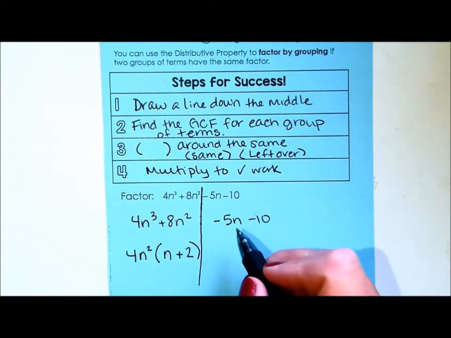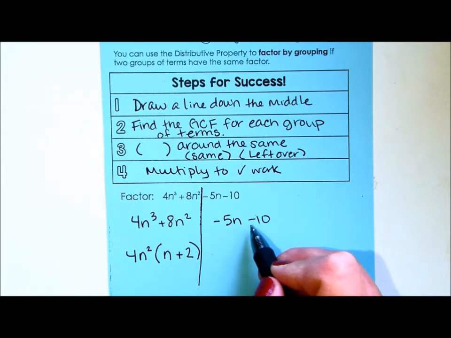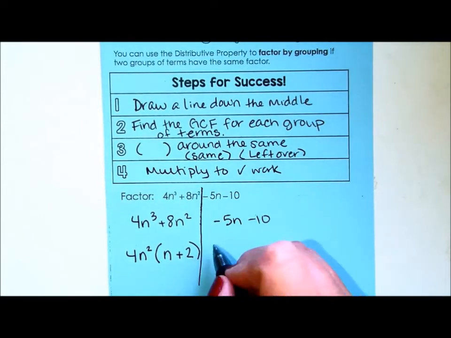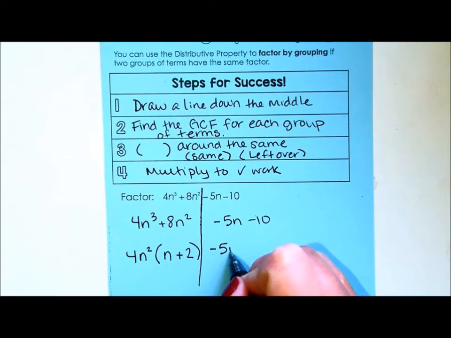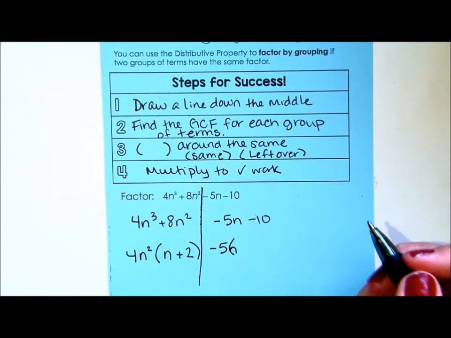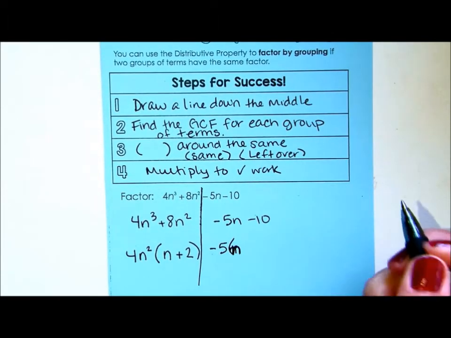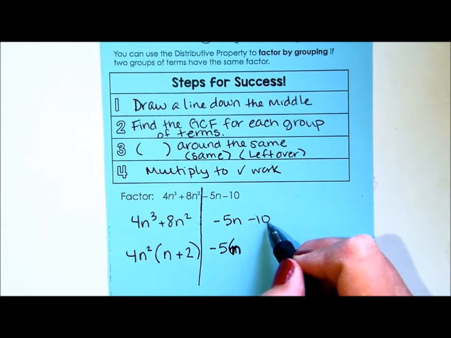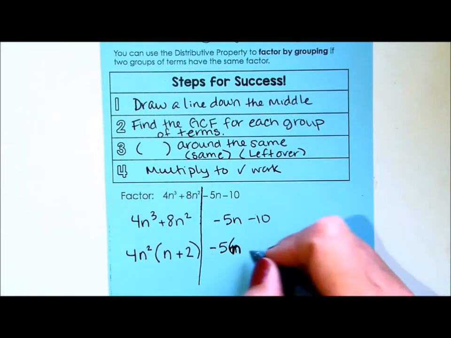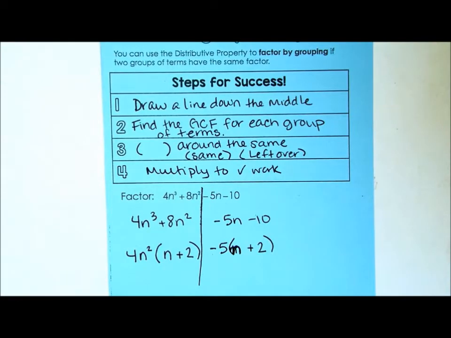Now they both have 5 in common, but they also have a negative in common. So I'm going to pull out that negative. So I'm going to have negative 5. And then in my parentheses, what I'm going to be left with is an n as my first term. And then negative 10 divided by negative 5 is going to be positive 2. So I'm going to have n plus 2 as my other term.